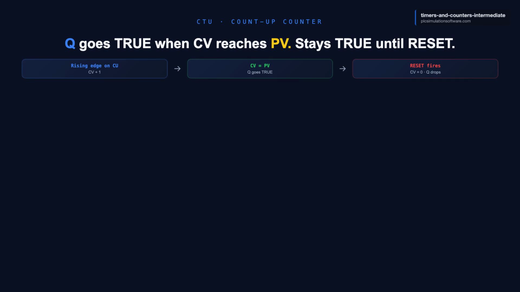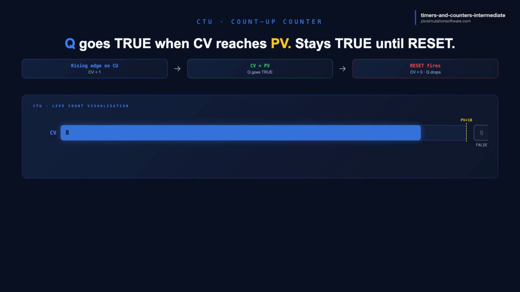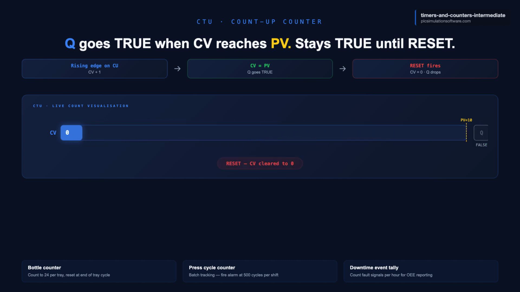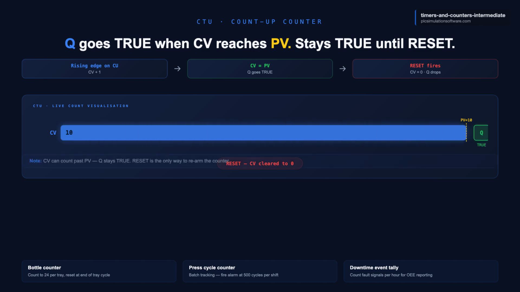The first counter is CTU, the count-up counter. It is the most common counter on a factory floor. Each rising edge on CU adds 1 to CV. When CV reaches PV, Q goes true. Q stays true even as CV continues counting past PV. To reset, fire reset, which clears CV back to 0 and drops Q. CTU answers the question, count events up to a target, then act.